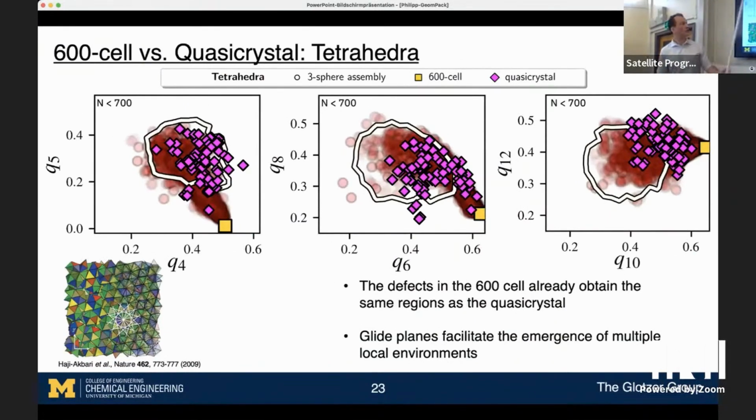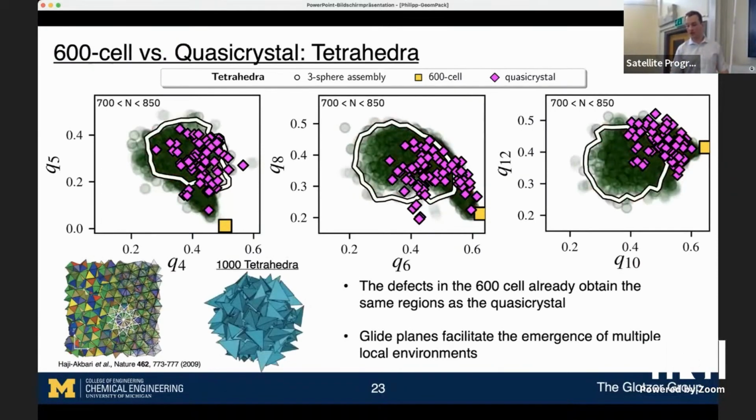And you can do the same analysis where you break it down to smaller systems, where you only add a small amount of additional particles. You can see that most particles try to stay really close to the ideal 600 cell environment, but it then branches out into this regime, which is again the defects that you put in.